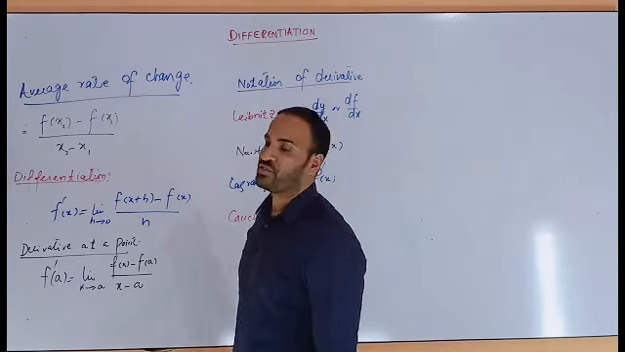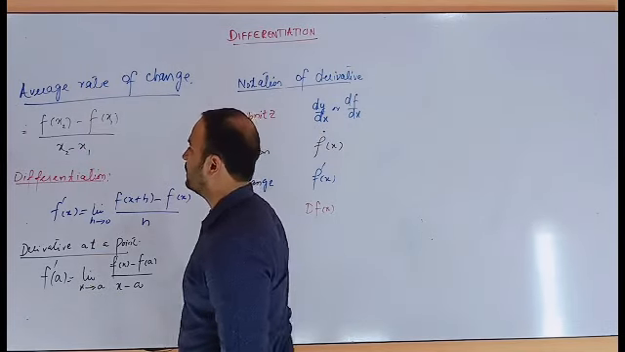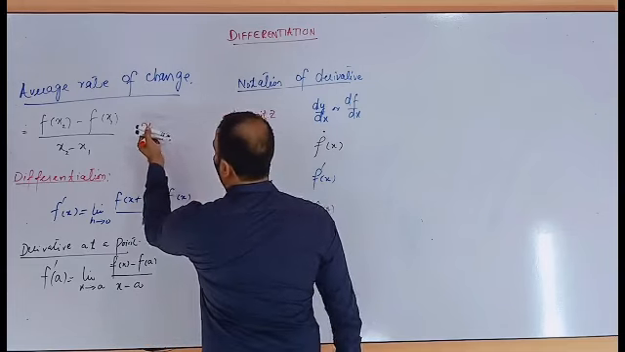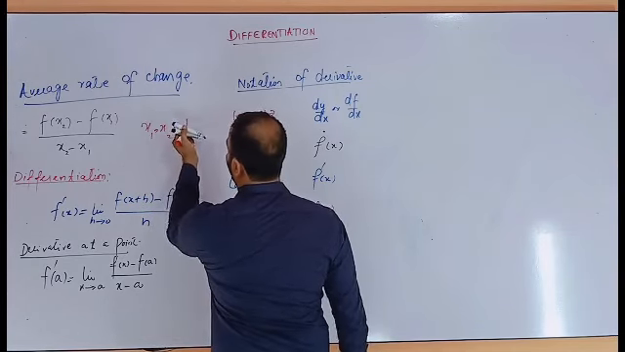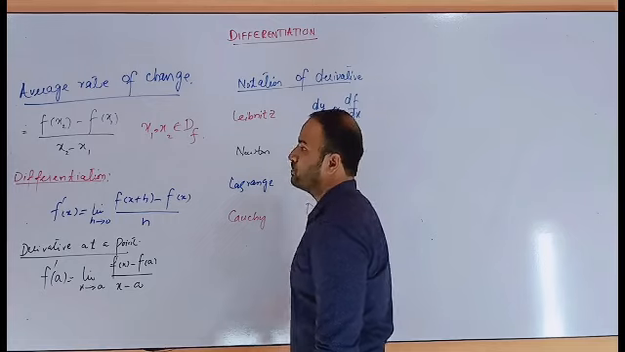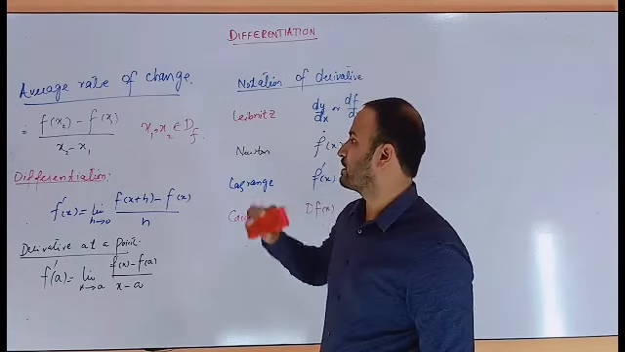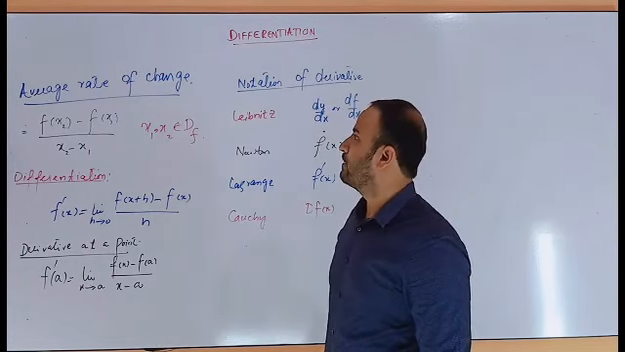What is average rate of change? f of x2 minus f of x1 over x2 minus x1, where x1, x2 belong to the domain of the function. जरूरी है कि जो फंक्शन की डोमेन है उसी से आपने x1, x2 लेना है. So this is what average rate of change.